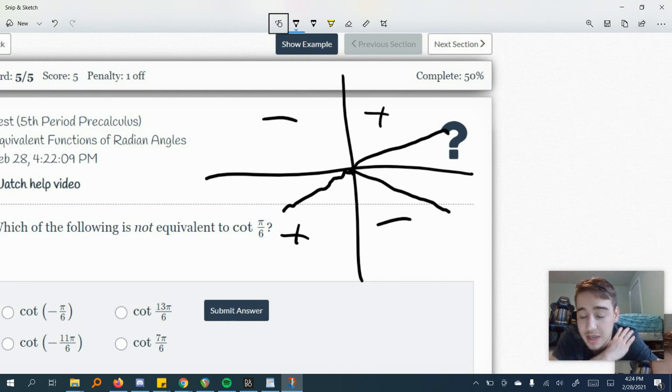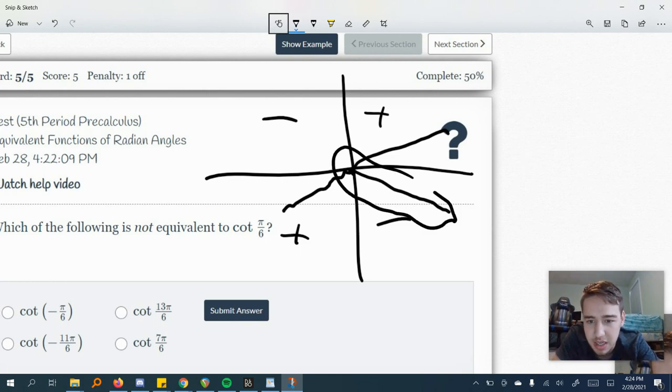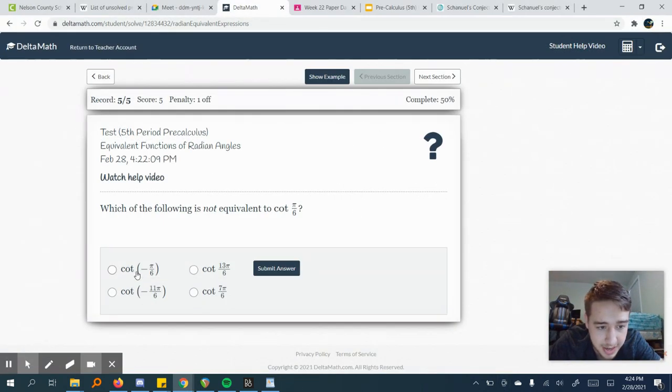So now we have to pick the answer choice that is the odd man out from the original. And there is only one that does not share the positive sign. It is going to be in quadrant 4 and is our first answer choice. So our answer is going to be negative pi over 6. That is the angle that does not share a common cotangent with positive pi over 6.